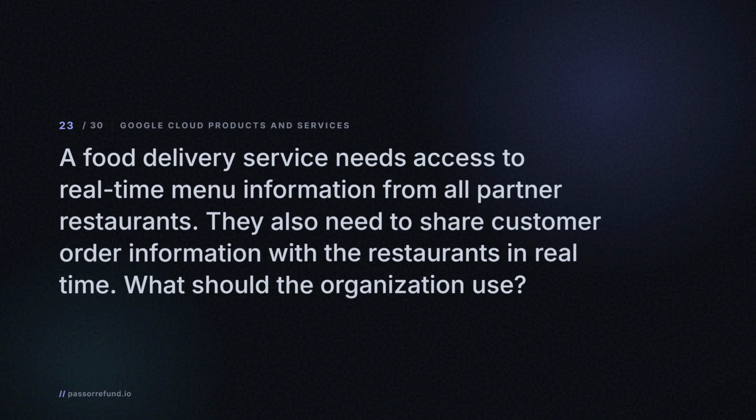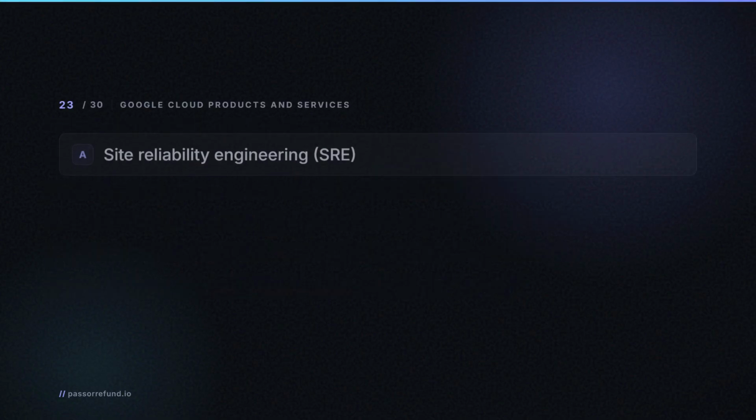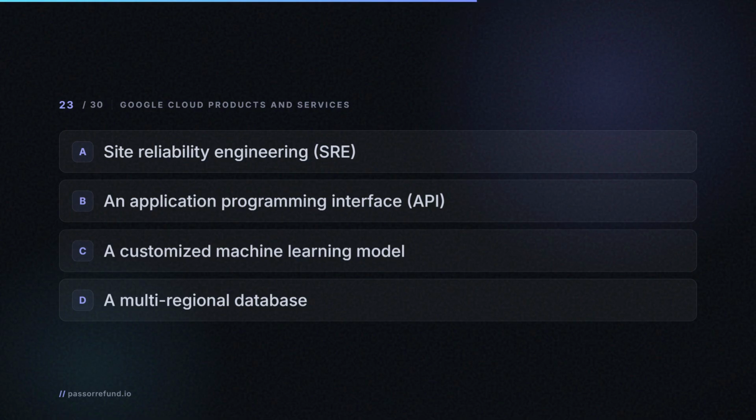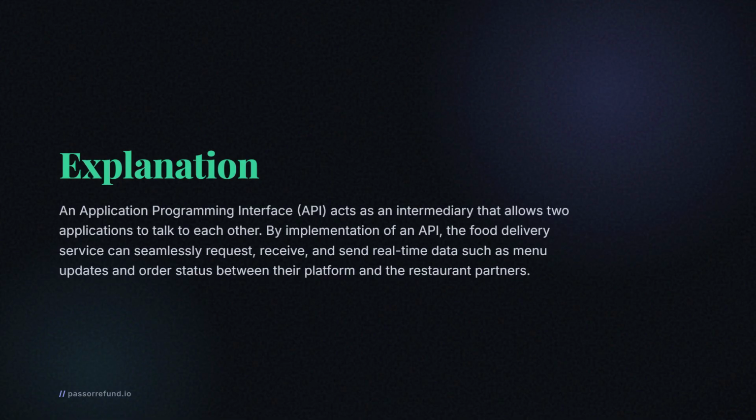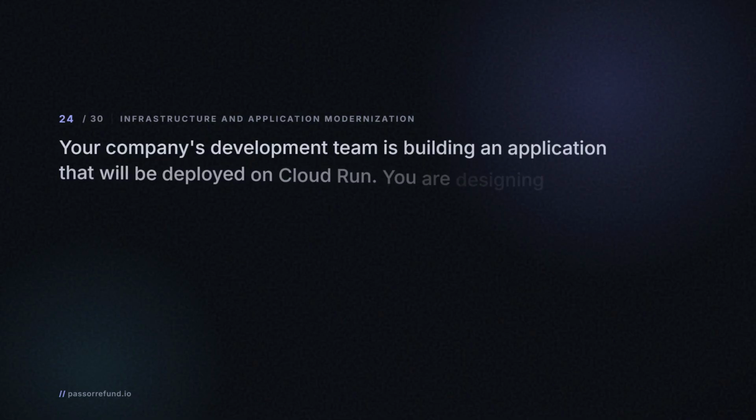Here's a good one. A food delivery service needs access to real-time menu information from all partner restaurants. They also need to share customer order information with the restaurants in real time. What should the organization use? Here's the answer. B. An application programming interface, API, acts as an intermediary that allows two applications to talk to each other.